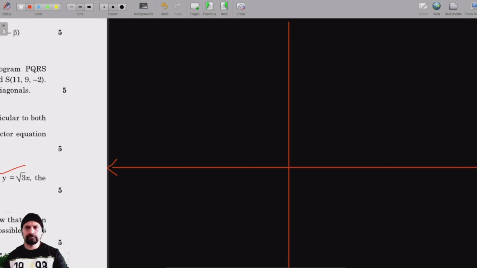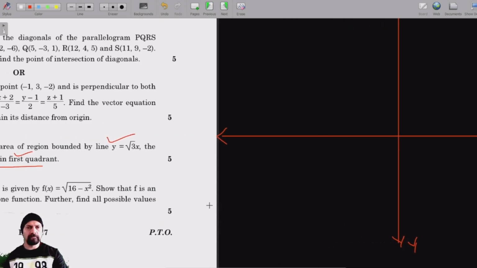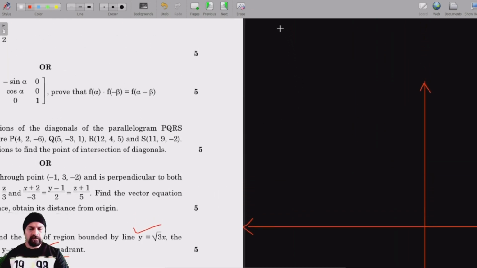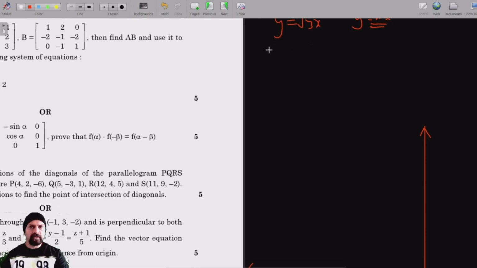Okay, this is the x and y-axis. The first is the equation of the line. So y is equal to root 3x. This is of the form y is equal to mx, so that means this line is passing through the origin.